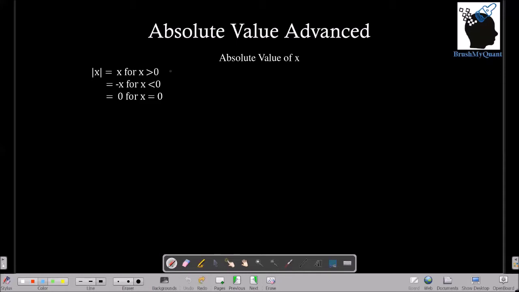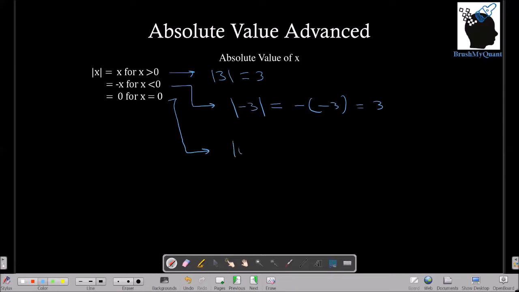So let's take a positive value of x. Let's say x is equal to 3. So mod of 3 is equal to 3. In the second case, let's take a negative value for x. So let's say minus 3. What we are saying is this will be equal to minus of minus 3, which is nothing but plus 3. And in the third case, what we are saying is mod of x will be 0 only when x itself is 0. So mod of 0 will be nothing but 0.